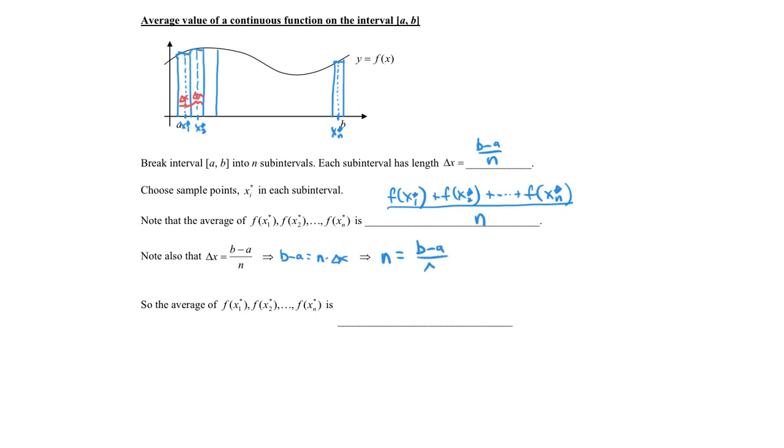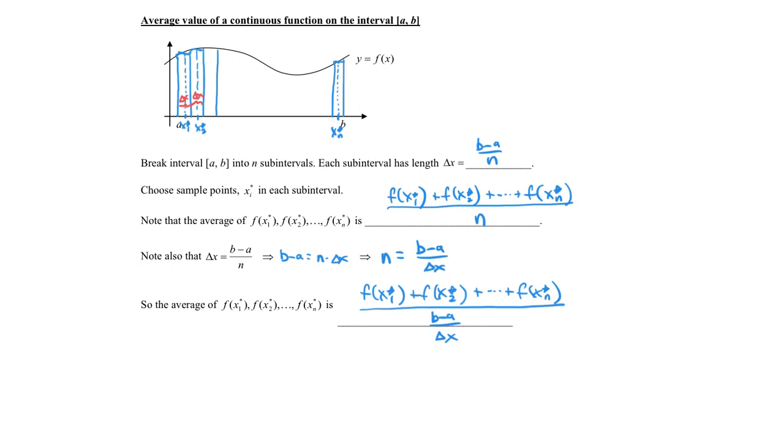So what we're headed for here, we're going to come up with a formula that will allow us to find the average value of a continuous function on some closed interval. So that's what we're headed for right now. Once n is equal to b minus a over delta x, I'm going to substitute this in for this n right here. So that gives us this. I took this and plugged it here to get this expression.